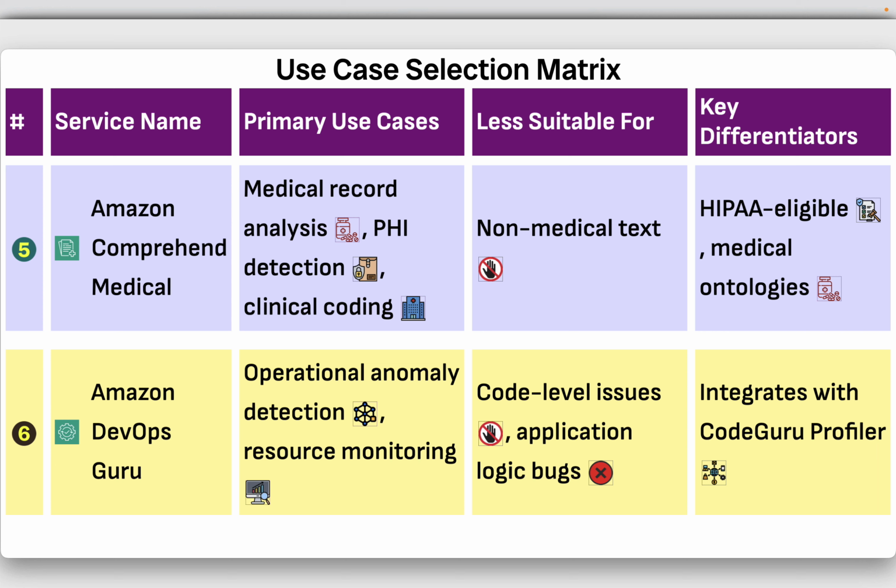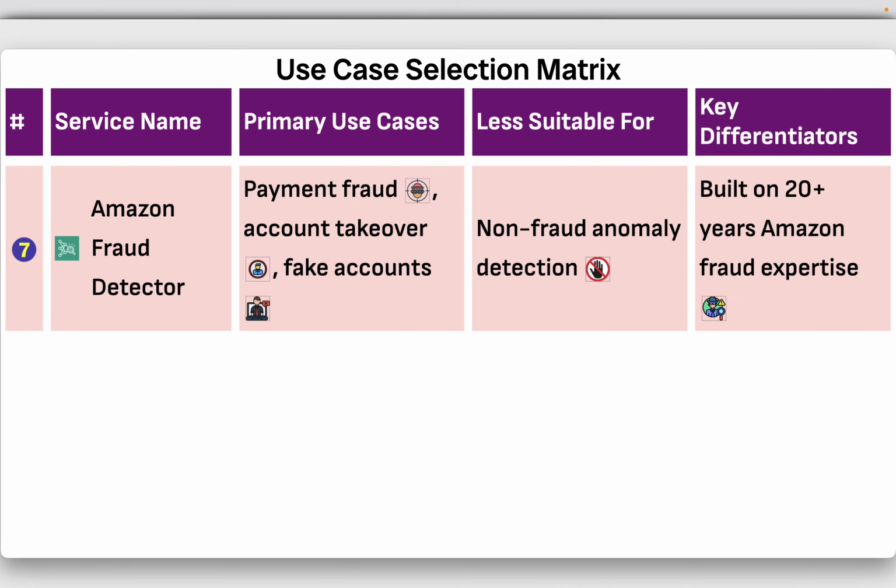Amazon DevOps Guru. Primary use cases are operational anomaly detection and resource monitoring, but it is less suitable for code-level issues and application logic bugs. Key differentiators are it integrates with CodeGuru Profiler. Next, we have Amazon Fraud Detector. Primary use cases are payment fraud, account takeover, and fake accounts, but it is less suitable for non-fraud anomaly detection. Key differentiators are it is built on 20 plus years of Amazon fraud expertise.